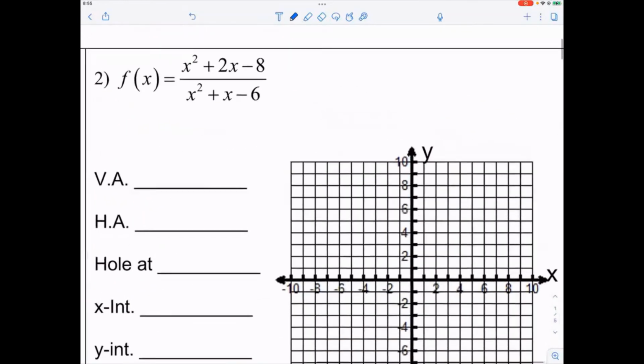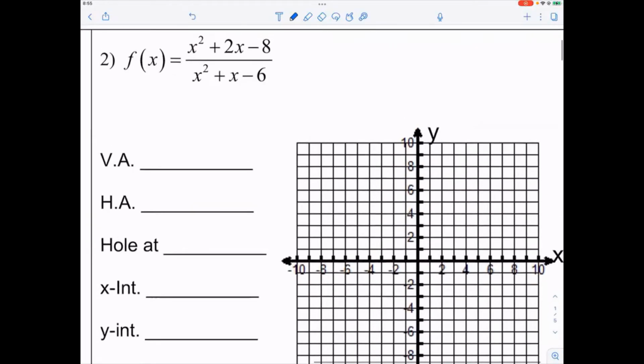All right, number 2. So let's go ahead and take a look at number 2. Something that we can tell straight away is, what is the horizontal asymptote for this case? Y equals 1, because they have the same degree. So we just do the ratio, x squared over x squared, which is 1. And then we are going to factor the numerator and denominator. They look very easy to factor. So x plus 4, x minus 2, x plus 3, x minus 2.